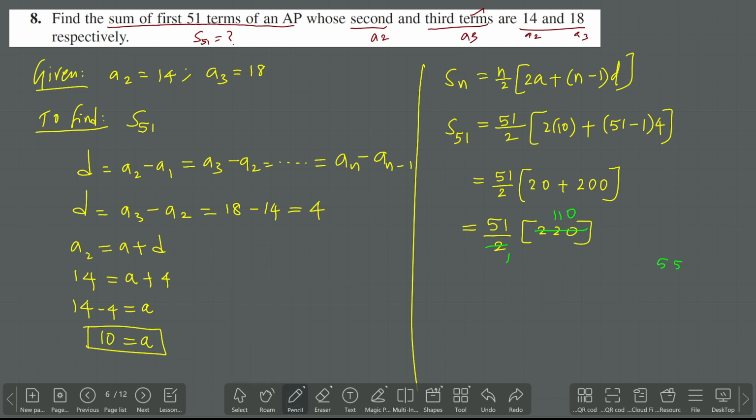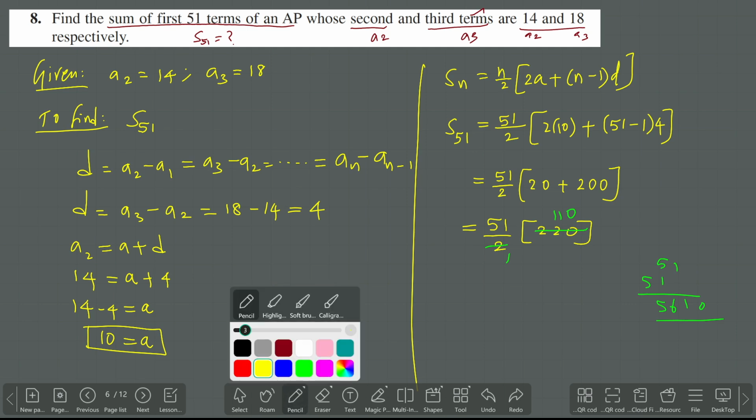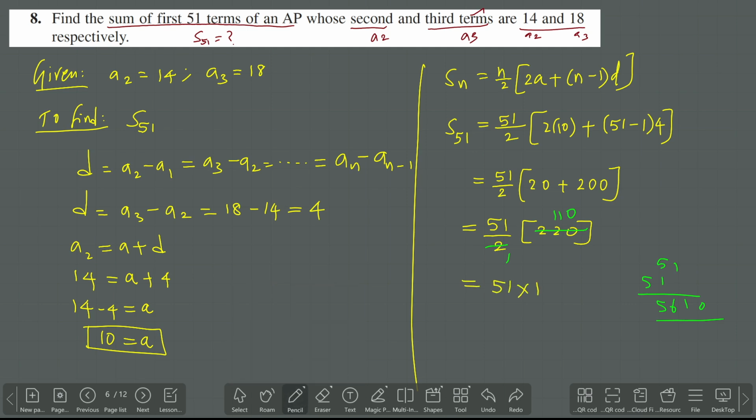So I am getting 51 multiplied by 110. What is the answer? 5610. What it means: the sum of the first 51 terms, which is what is required. Do you understand? Is it okay? In the beginning, if you want to go with elimination, you can; surely you will get the same A and D. That is also 100% correct. Because we never get that idea suddenly sometimes. If you have the idea, you go; otherwise, the normal method, no problem.